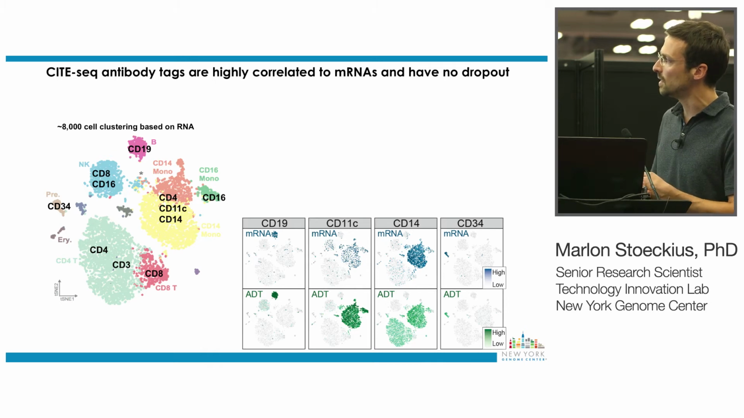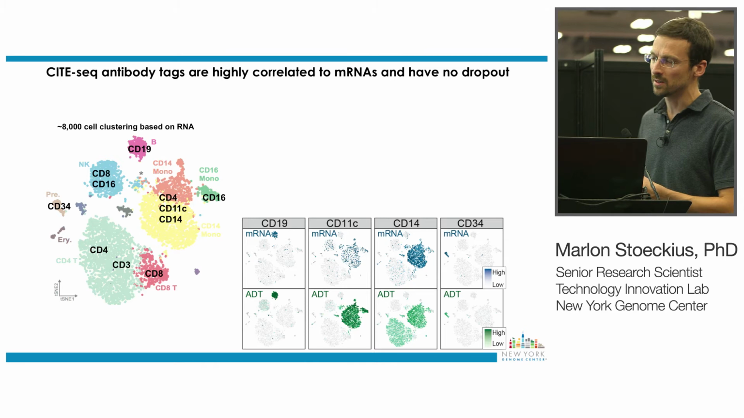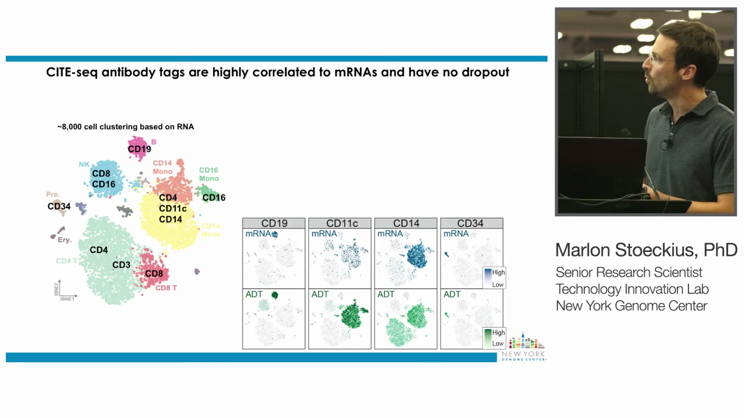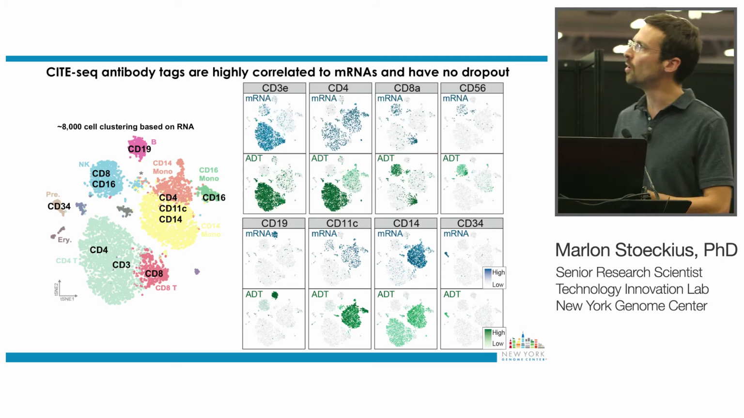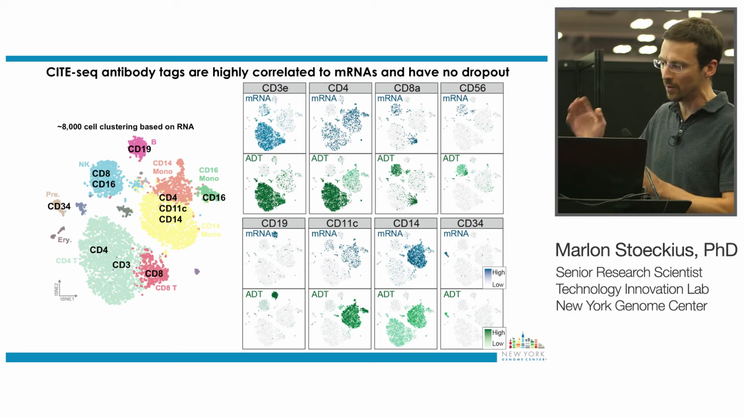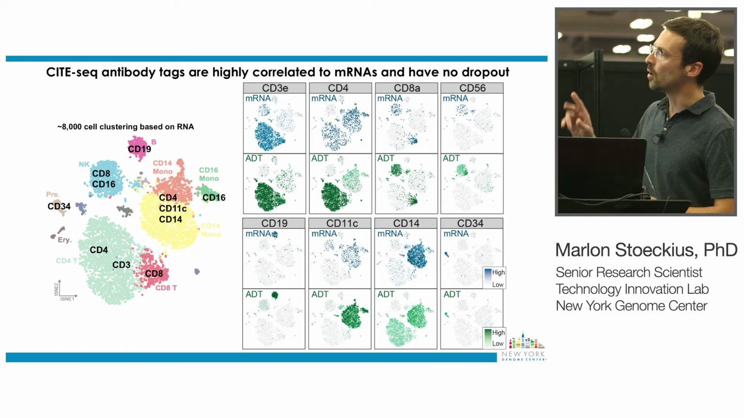And even CD34, which is expressed only in less than 1% of the cell population in this sample, we pick it up very nicely on the mRNA level, but also on the protein level. So overall, you see that the mRNA and the proteins are very highly correlated.